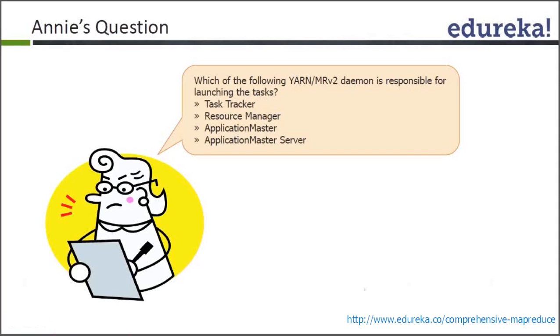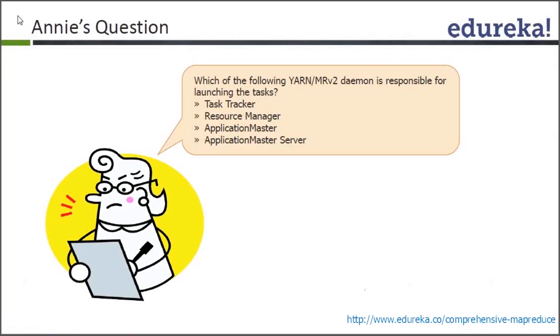There we go. Which of the Yarn or MapReduce 2 daemons are responsible for launching the task? What is actually the meaning of a task over here, guys? The map and the reduce containers. That is the meaning of a task over here. So who is responsible for launching the task, my dear friend? Good. Most of you have got it correct.